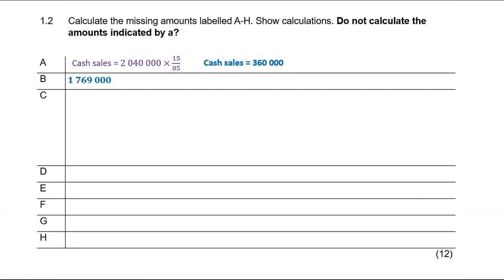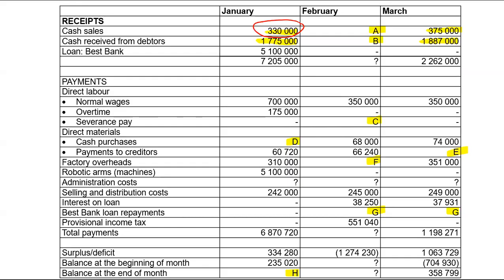Okay, let's go to C. What is C? C is simply that severance pay. The severance pay, I'll have to go back to the information that we were given. Before I even go back to the information that we're given, let me check what I have. Normal wages for January was 700,000. Do you realize this? 700,000 represents the total amount of wages that were paid in January for all the workers.